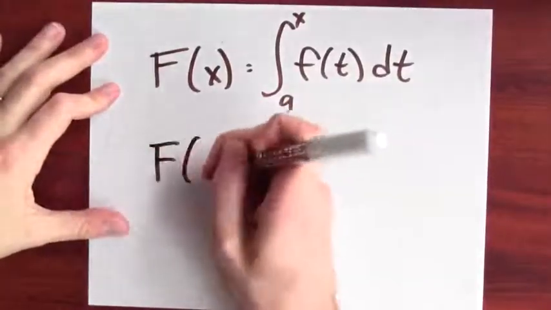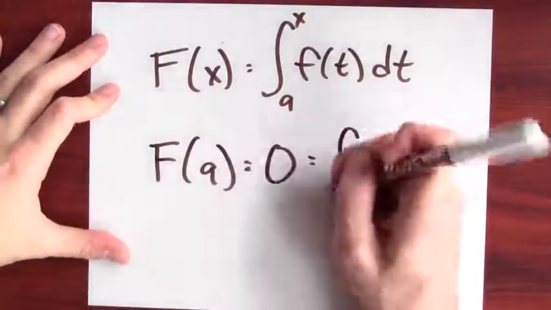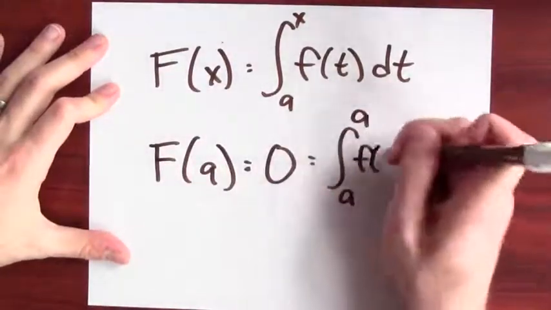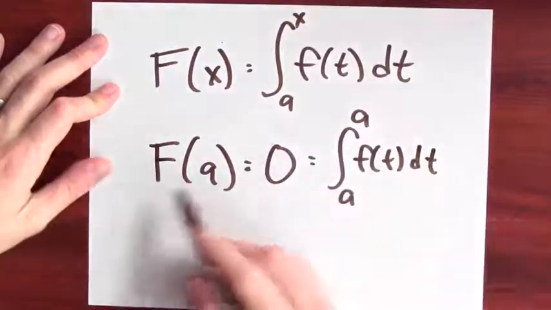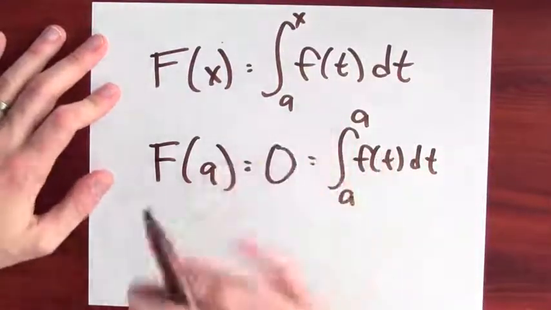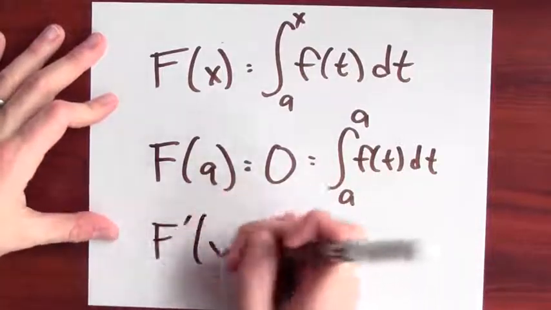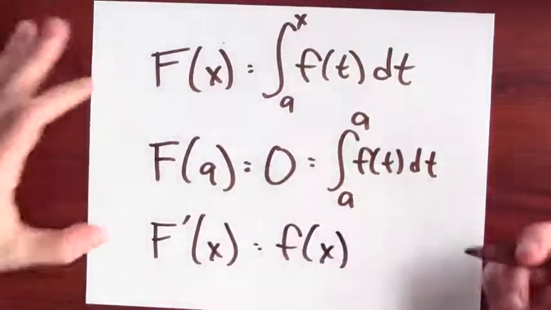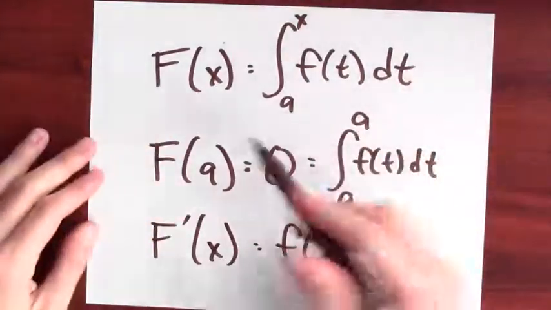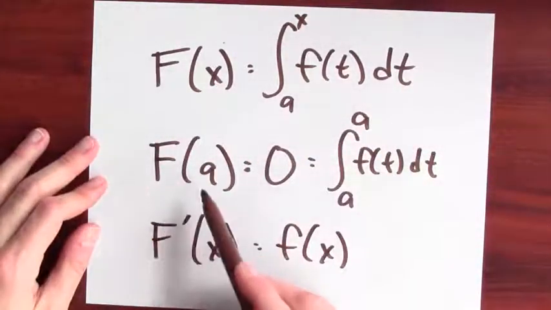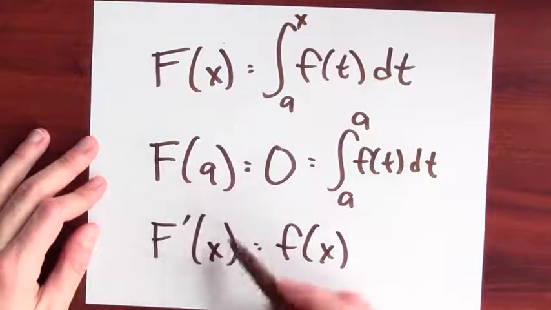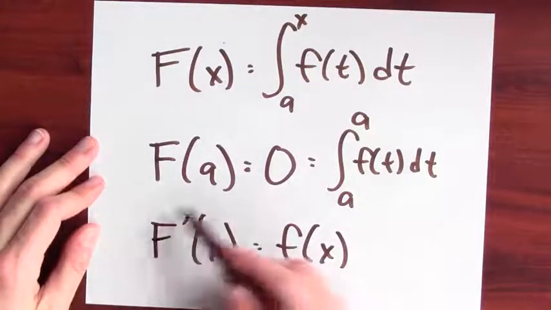So what do I know about the accumulation function big F of x? Well, I know that big F of a is equal to 0, because it's the integral from a to a of f of t dt. So I know the value of big F at a, and I know how big F changes: the derivative of big F is little f. And now I'm trying to calculate big F of b. The change in big F is related to little f, and that is enough information to recover big F.